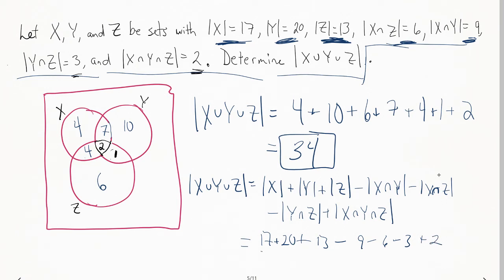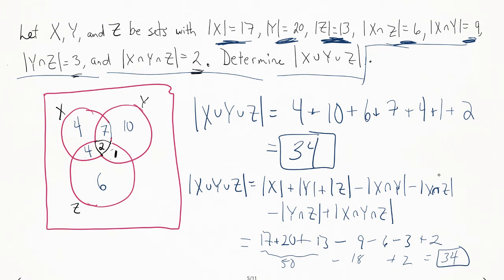So notice if you add this, 17 plus 20 is 37, plus another 13 is going to be 50. Minus 9, minus 6, minus 3. So negative 9, negative 6, negative 3. So this will be 50 minus 18, and then plus 2. So 50 minus 18 is 32, plus another 2 is 34. And notice I finished with that same answer that we had up above. So just trying to show you a couple different routes to get there and what happens.